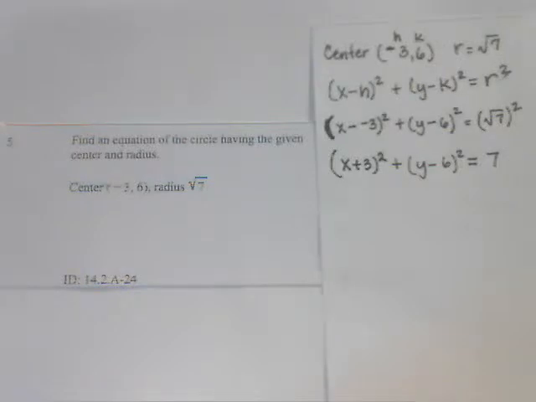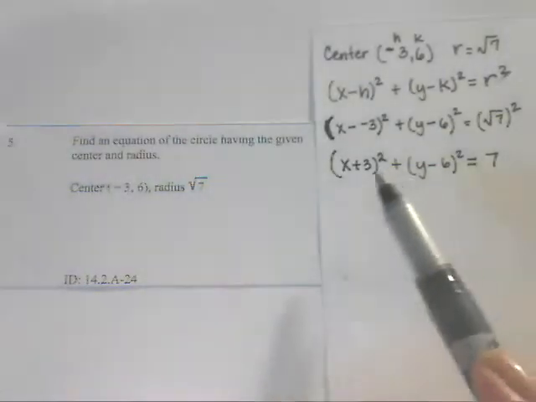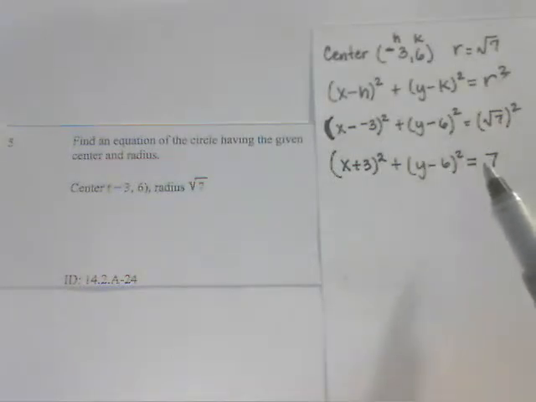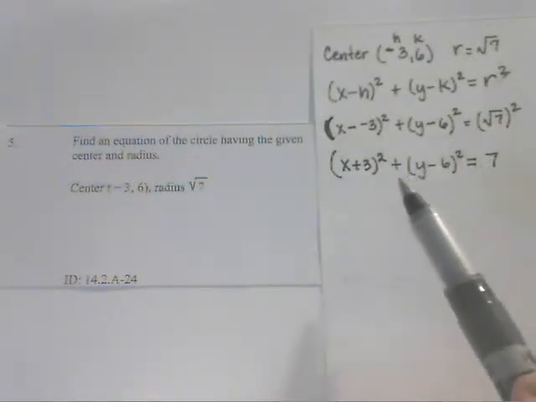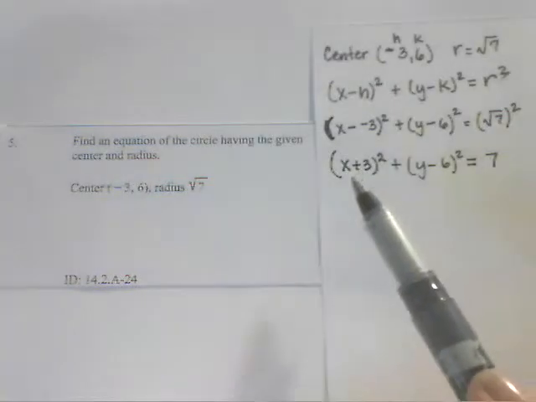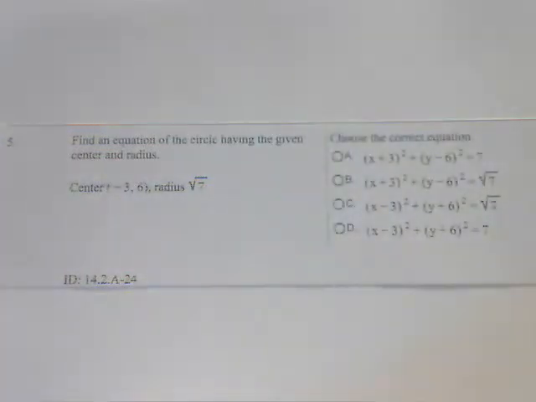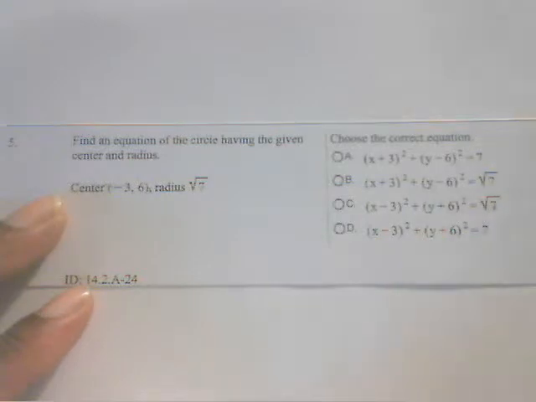Because in this case, this is the equation of the circle with the radius of the square root of 7, and the center is at -3, 6. (x plus 3) quantity squared plus (y minus 6) quantity squared equal to 7. And you're given a choice of answers here, so it'll have to be the first one.